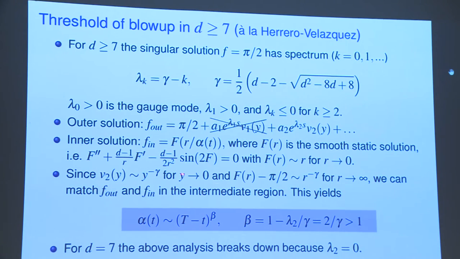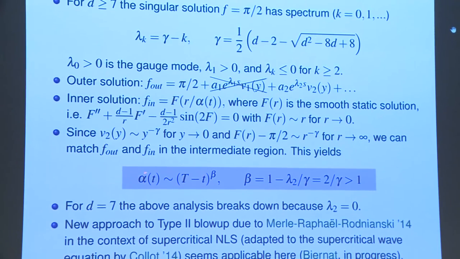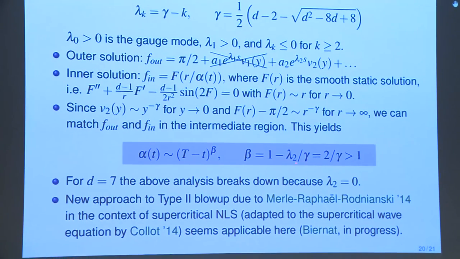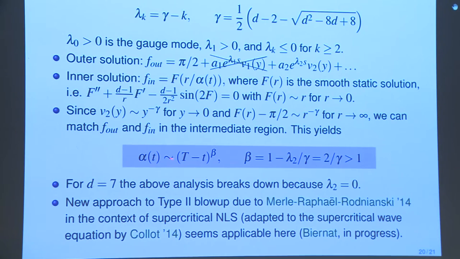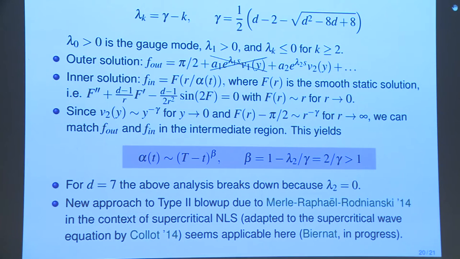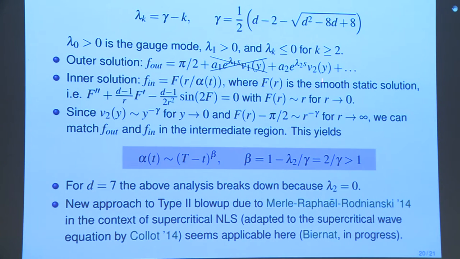This is called matched asymptotics. This is what Herrero and Velasquez did. And by this formal analysis, we predict the rate of blow-up, which is given by that. And this is type 2 blow-up in the sense that this function alpha of t goes to zero faster than linearly. So this is a completely formal argument. And actually, this argument doesn't work in dimension 7, because in dimension 7, this eigenvalue lambda 2 happens to be 0. So maybe there are some logarithmic corrections.